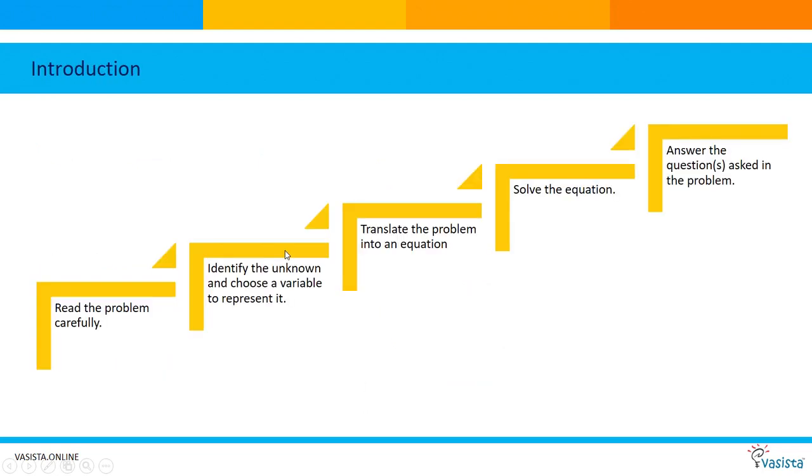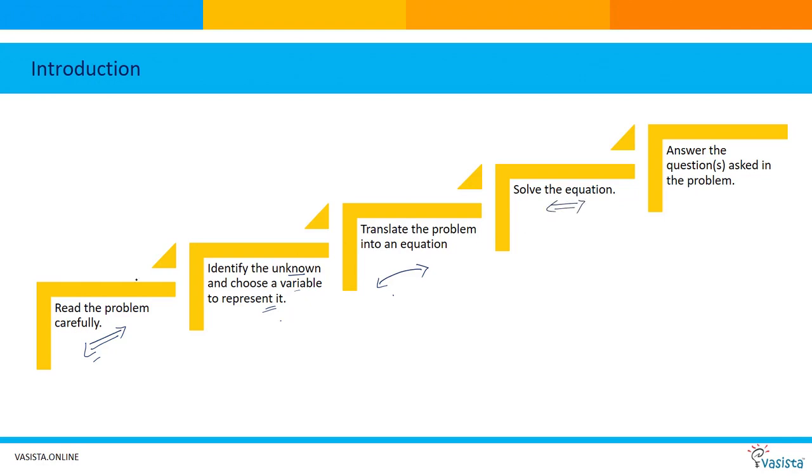What exactly do you need to do? You have to read the problem carefully. This is a very important part. Once you read the problem carefully, then you need to identify the unknown and choose a variable to represent it, and translate the problem into an equation. That is what I showed you, right. You have to translate the problem or verbal phrases into an equation. Once you generate it, then you can easily solve the equation.